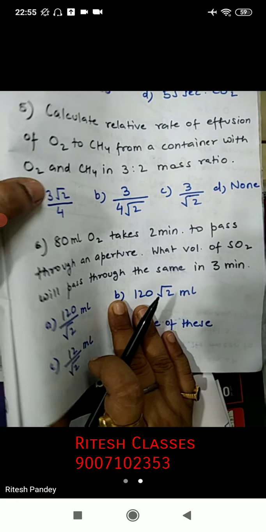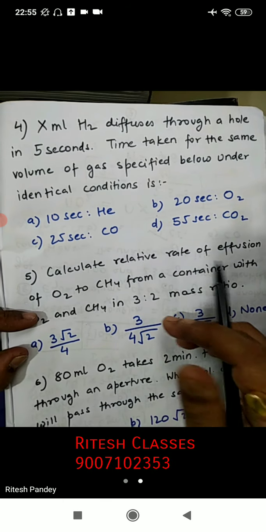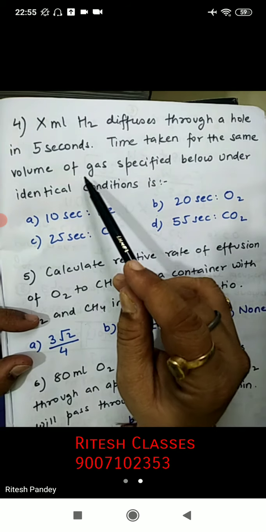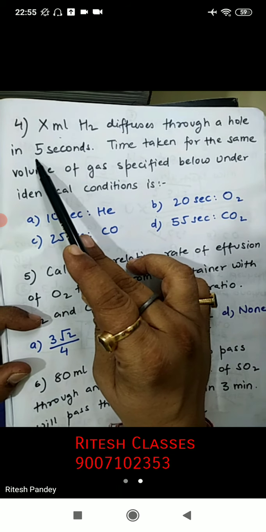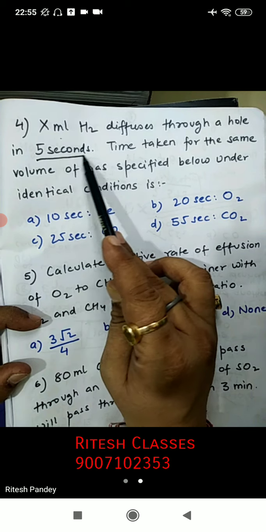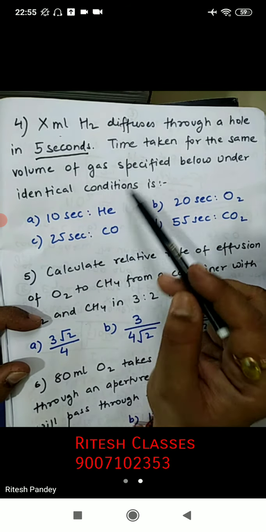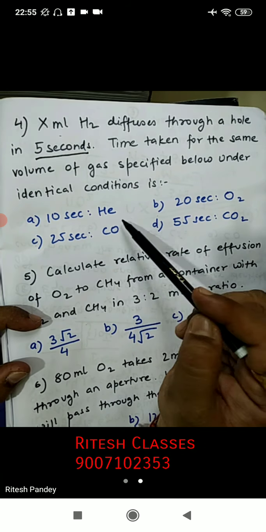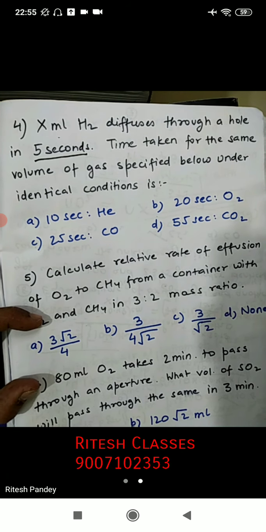Now yet again, you'll want to read question 4. It has come in several exams in the past. These are very common questions for any engineering medical entrance exams. You'll want to read the problem first. X mL hydrogen diffuses through a hole in 5 seconds. The time taken by hydrogen is 5 seconds. Time taken for the same volume of gas, and you have to tick the right option, the different gases and different times given. Now what's important to understand is the volume is equal.